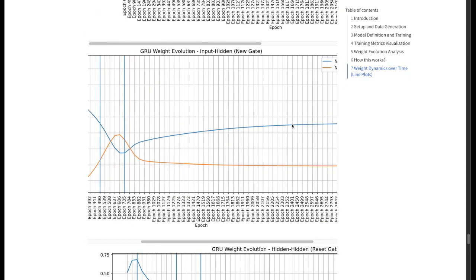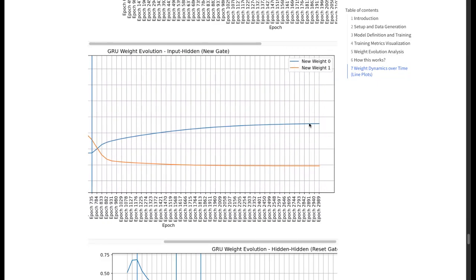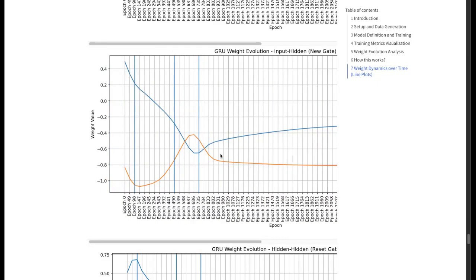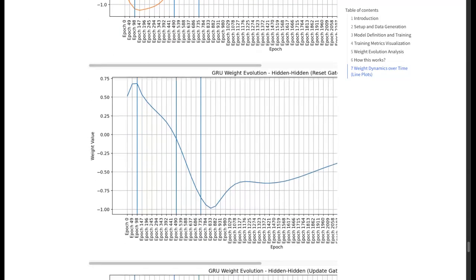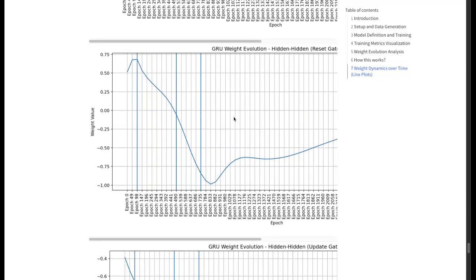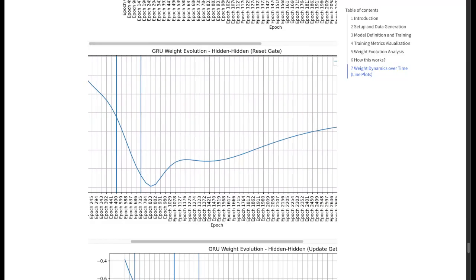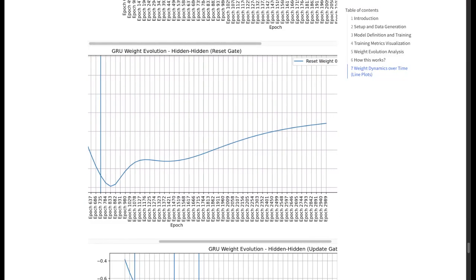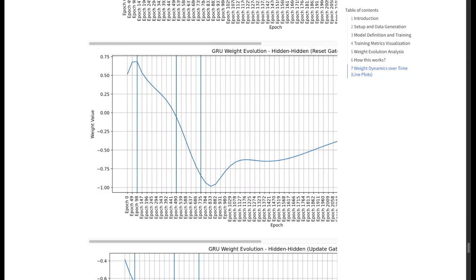And again, this is the weight put on the new gate, on the new value. And again, this is negative, this is negative. So when they multiply to each other, they just cancel the signs. Okay, so let's go to the hidden reset gate. So this is the reset gate that happens on the hidden unit.